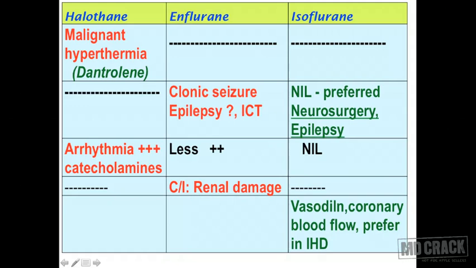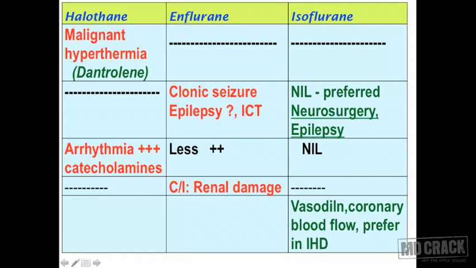Going to the next point, enflurane is known to precipitate clonic seizures. It's known to decrease the seizure threshold, and this is why you get clonic seizures. There are question marks, due to this particular property, whether we could use this drug in epilepsy. No, it's going to be dangerous if your patient is a patient of epilepsy. It's also going to worsen the condition if the patient already has raised intracranial tension, ICT.